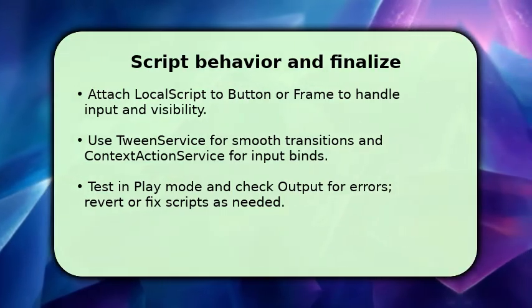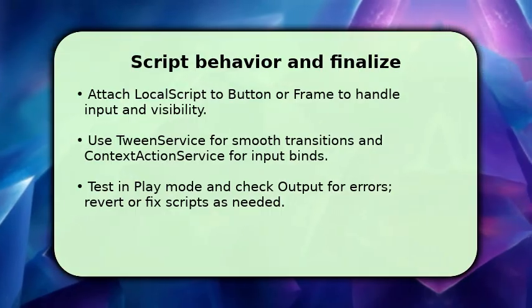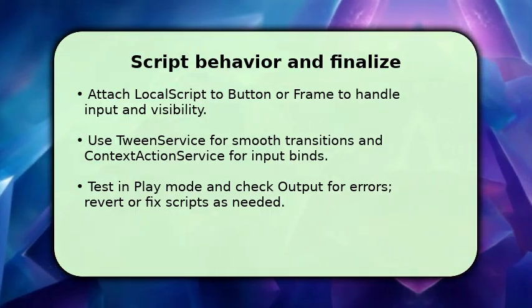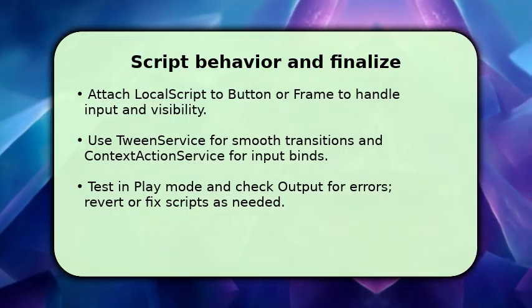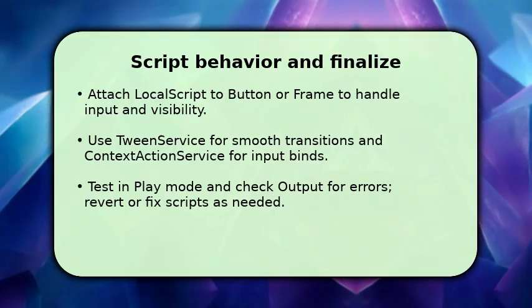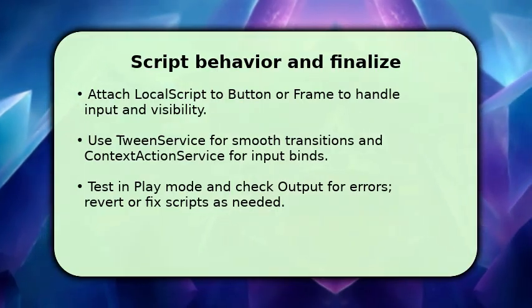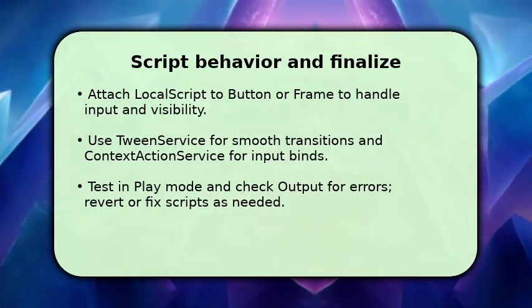Once implemented, run Play Solo and Play Server to test behavior across clients. Inspect the output for errors and correct variable scope or nil references. If something breaks, revert to a backup of StarterGui, then isolate the script causing the issue and fix it.